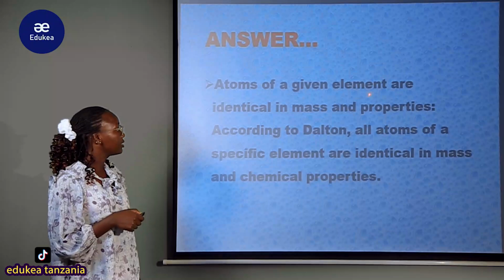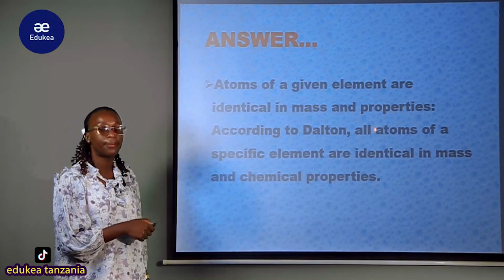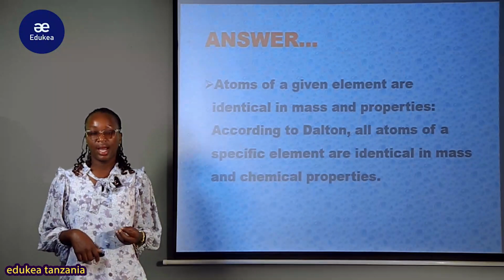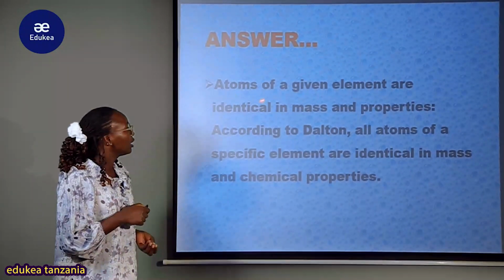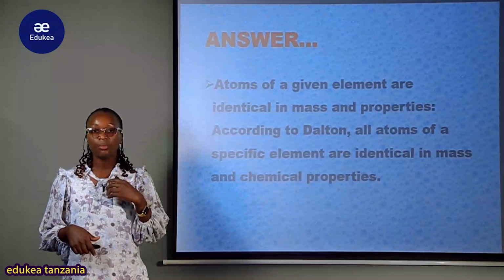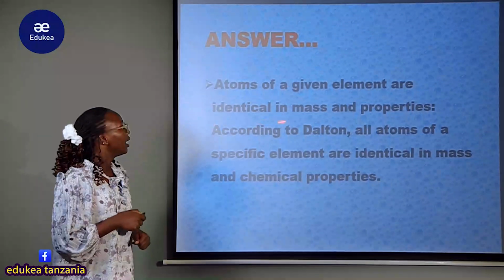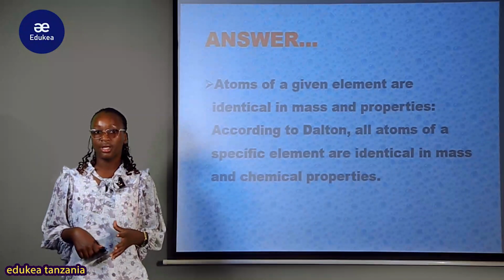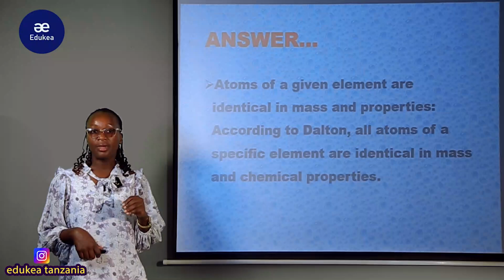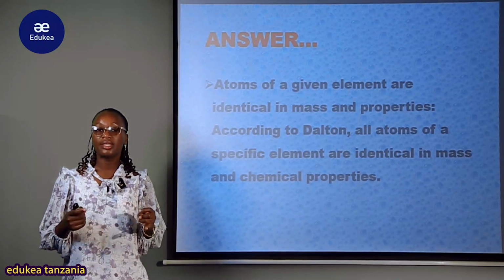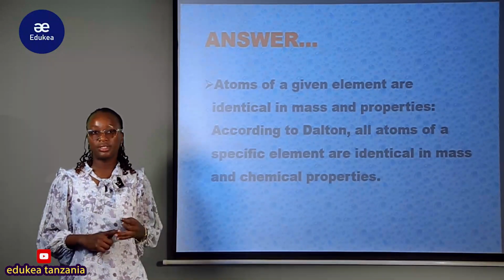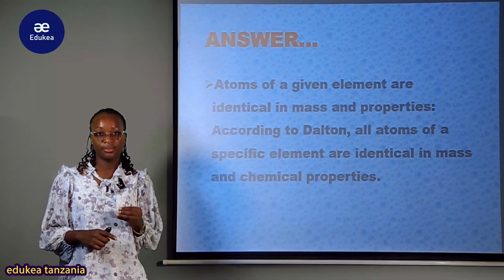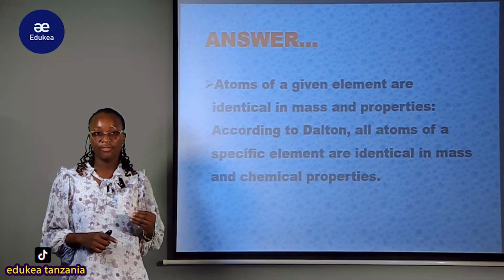Okay, another assumption of Dalton atomic theory is that atoms of a given element are identical in mass and properties. Hii ni kulingana na yeye alivyokuja na idea zake. Akasema kwamba atom yoyote ile ya element yoyote has identical mass and properties. Anamaanisha nini? Mean that each atom of an element inakuwa na the same mass na properties, which is something not true. Lakini hizi kumbuka zilikuwa ni assumptions according to his investigation.